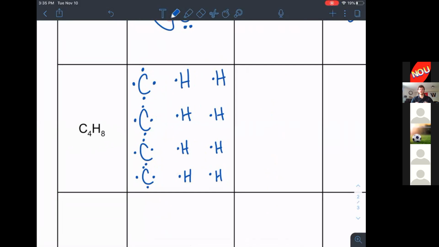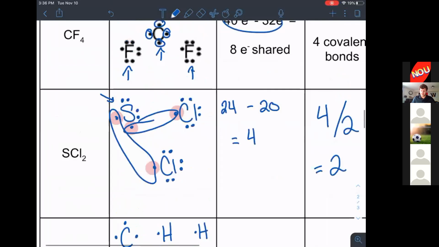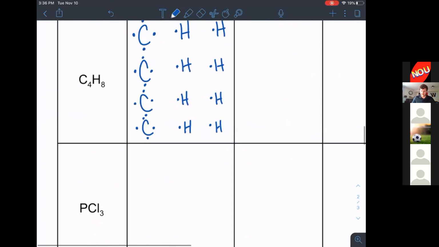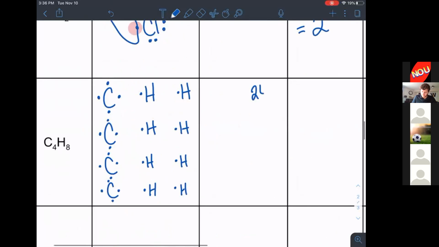24. And how do we get 24? Add all the valence electrons. Okay, so that's how many we have, right? So remember, we do required minus available. So we're going to write down that they have 24 available. How many are going to be required?